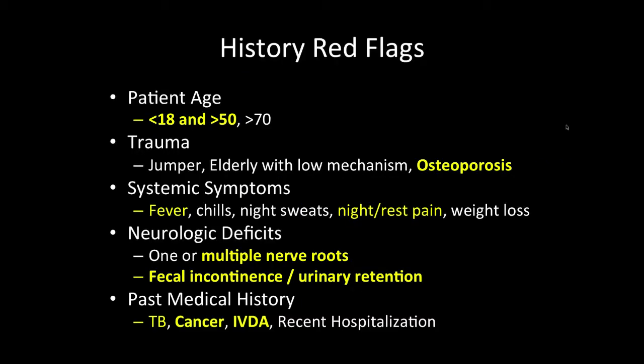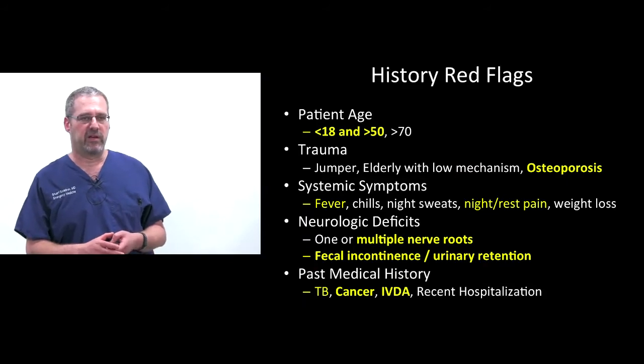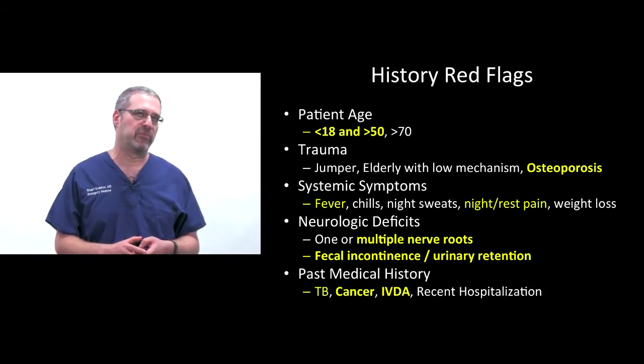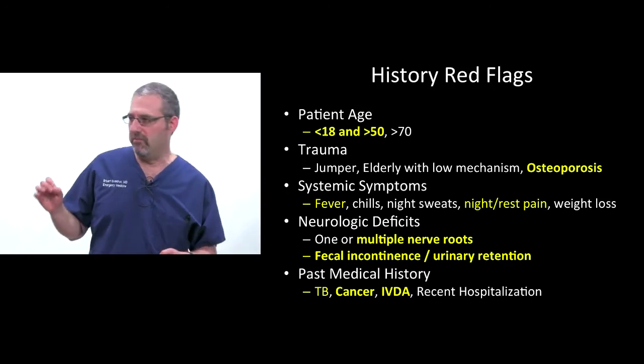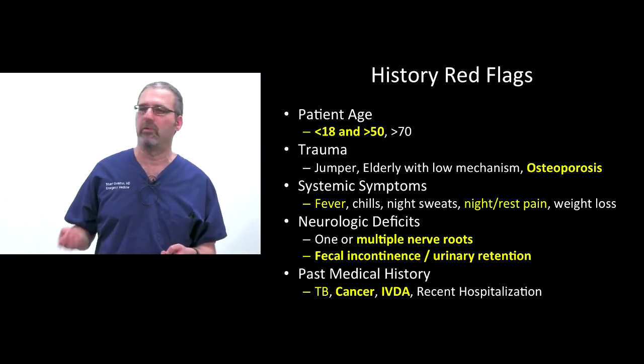Now, history red flags, I think we all have to know well. All right, so the very young, you're concerned. They don't usually come in with back pain. And then older people, when they come in with a new onset of back pain, the risk of something bad is so much higher that you have to take them more seriously. Trauma of any sort is very important. And in terms of systemic symptoms, you're really focused on people that have cancer and TB, and they'll have systemic symptoms. They'll be losing weight, night sweats.